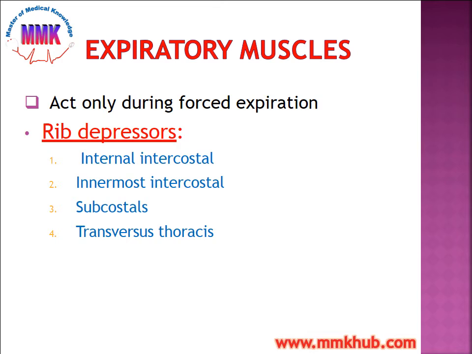Then the muscles of expiration. They act only during forced expiration, because normally expiration is a passive process, and they include the rib depressors, which are the internal intercostal, innermost intercostal, subcostal and transversus thoracis muscles, as discussed in the previous slides.